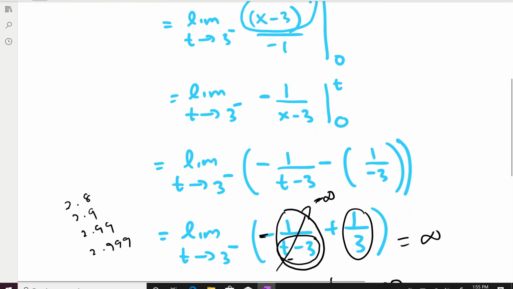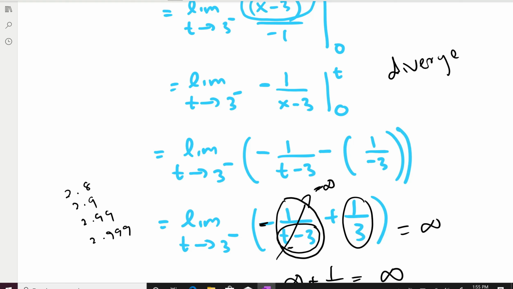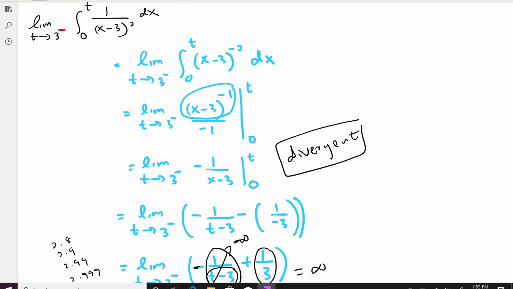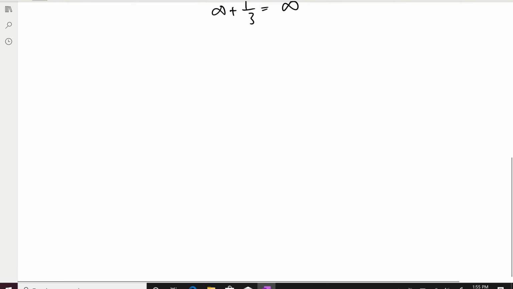Again, this is a divergent improper integral. Okay, too bad we have two divergent examples. However, I want to summarize this before we move into the next case.